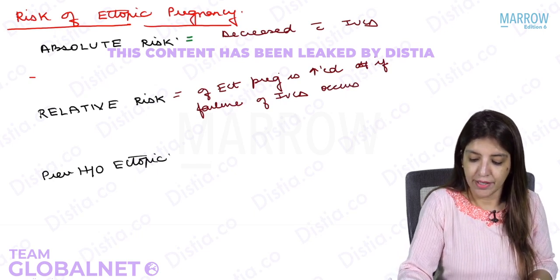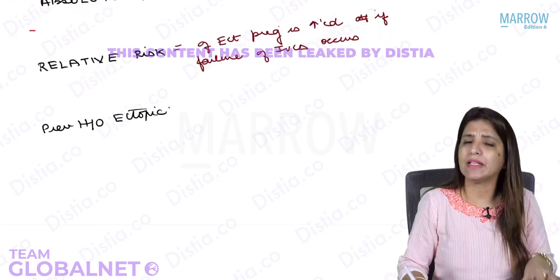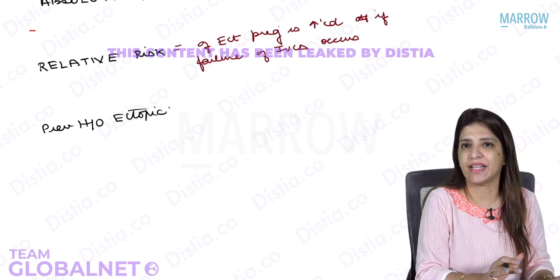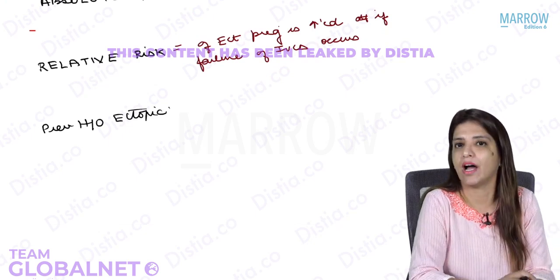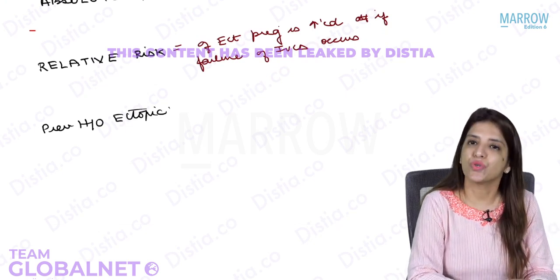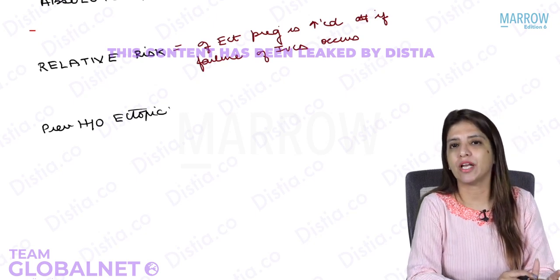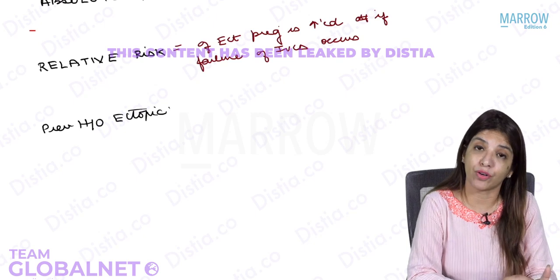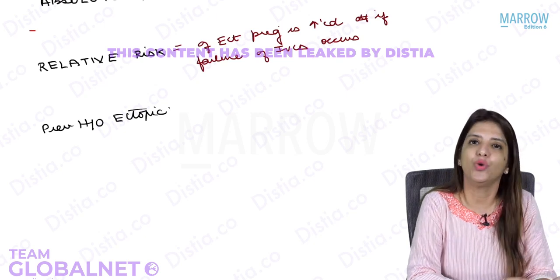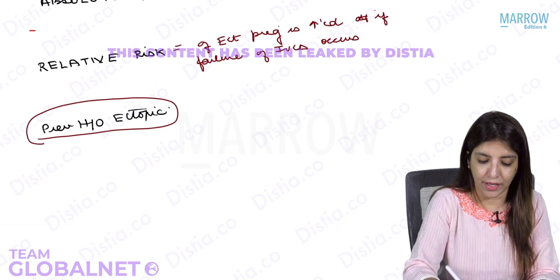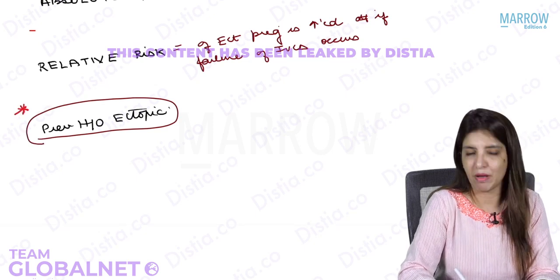Clear? Now, if I ask you, keeping this fact in mind, that ideally the chances of ectopic pregnancy are decreased with an IUCD, right? So tell me, do you think previous history of ectopic pregnancy will be a contraindication for use of IUCD? No. Right? So this is again one very important thing which you have to remember.